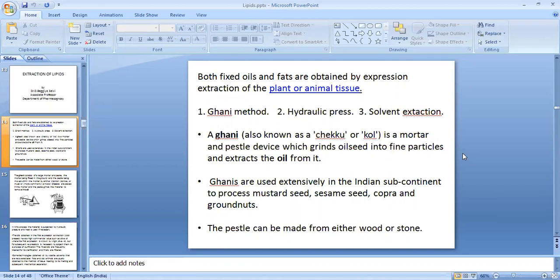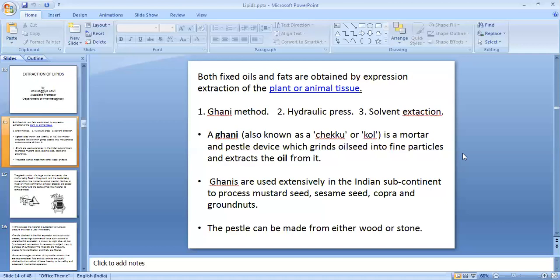And another method of extraction of fixed oils or fat is nothing but the solvent extraction, as you know already, by using a specific solvent in which the fixed oil or fat is soluble, and later it can be removed from the solvent by appropriate methods. And first we will see about the mechanical method, or otherwise called as the Ghani method.